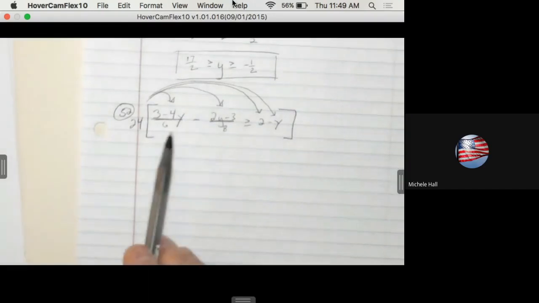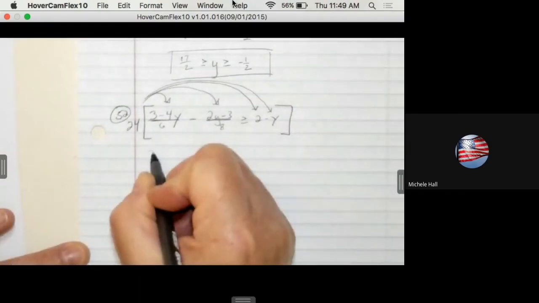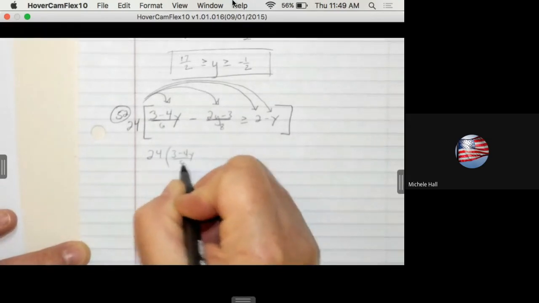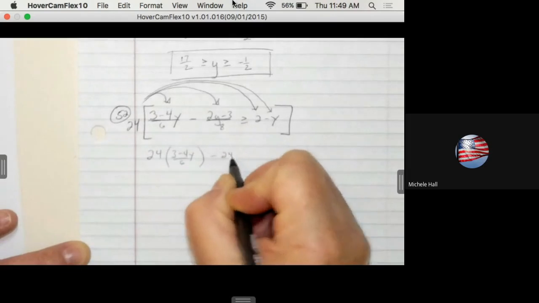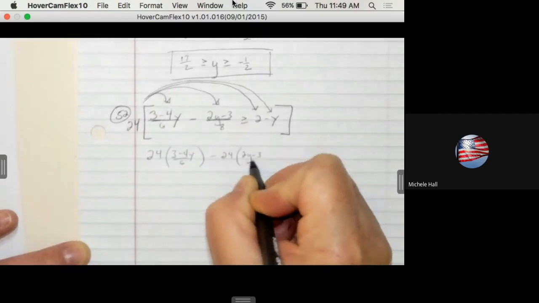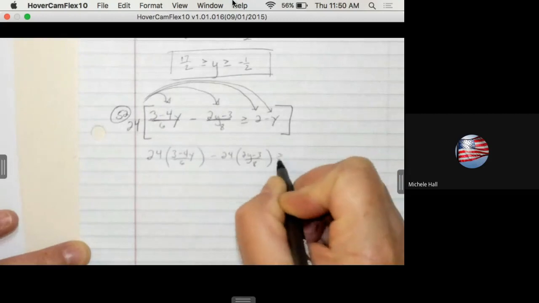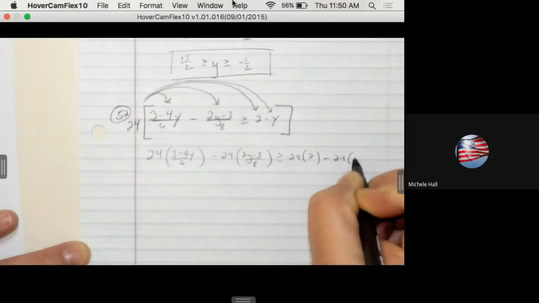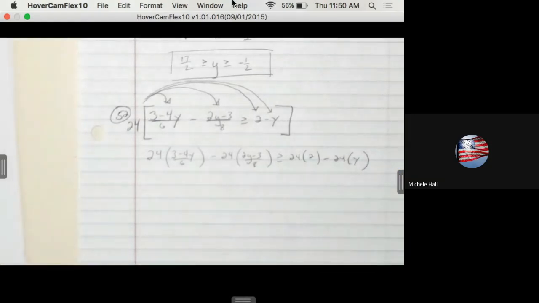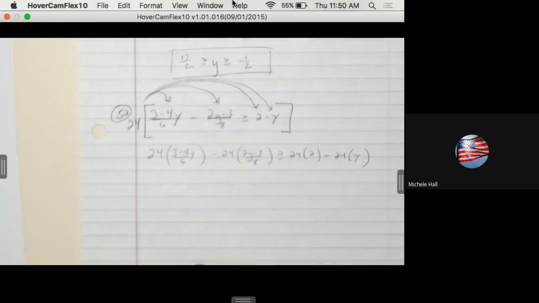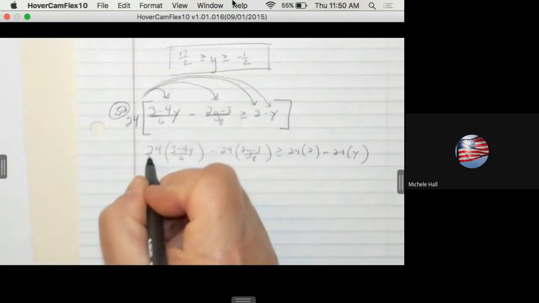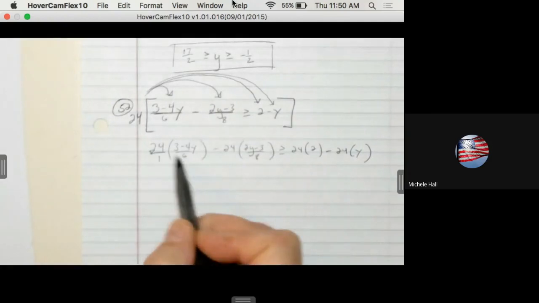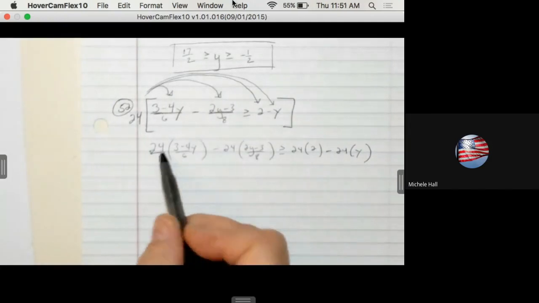All right, so what's going to happen on the first time that I do it? You have 24 times 3 minus 4y over 6 minus 24 times 2y minus 3 over 8. We're distributing the 24. 24 times 2 minus 24 times y. I distributed that 24 onto all the terms. So you're looking at 24 to be a fraction. 24 in the numerator and 6 in the denominator. What happens to 24 and 6?